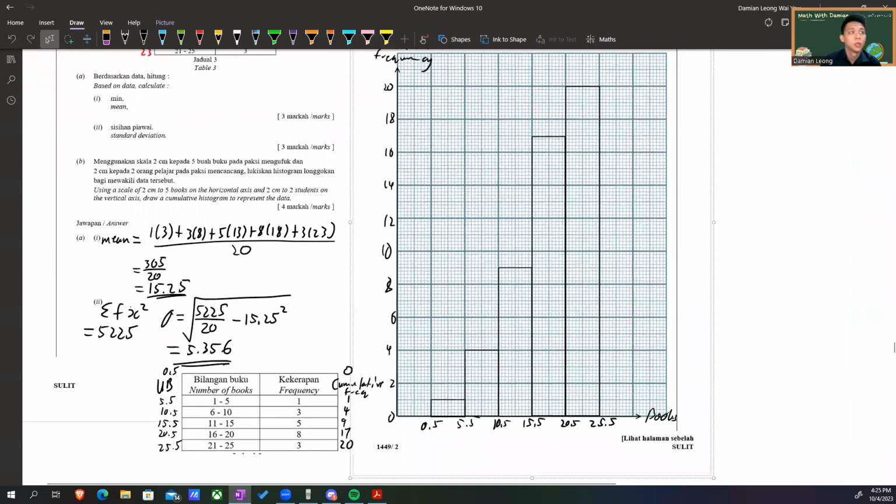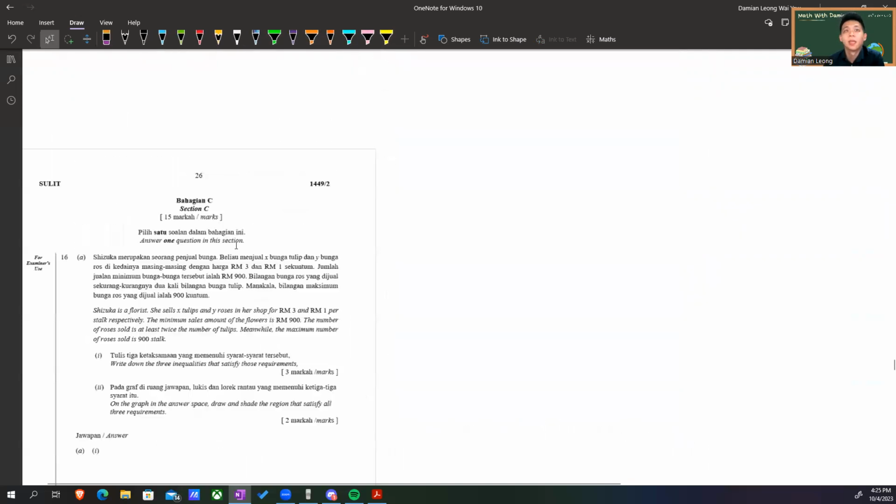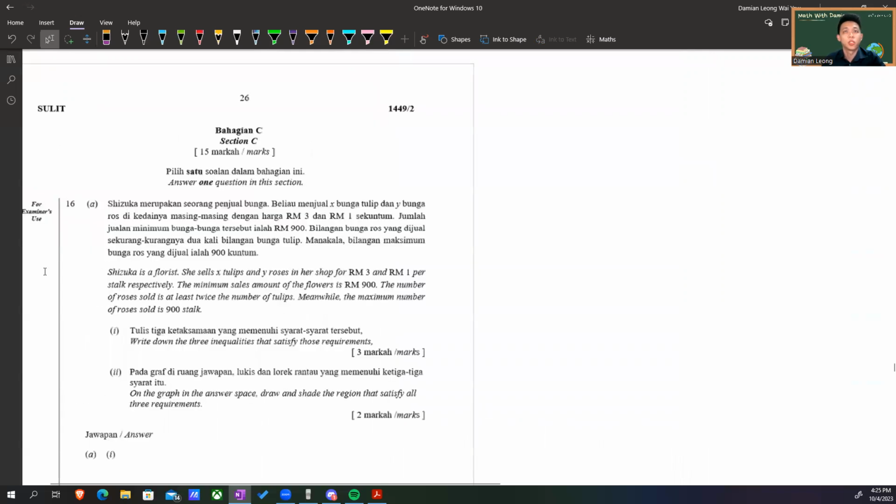Yeah. So we just need the histogram. If I want to draw the ogive, then I just connect each of these points here. It looks something like that, but yeah, you don't have to. You don't need the ogive. You just need the cumulative histogram. And question 16.